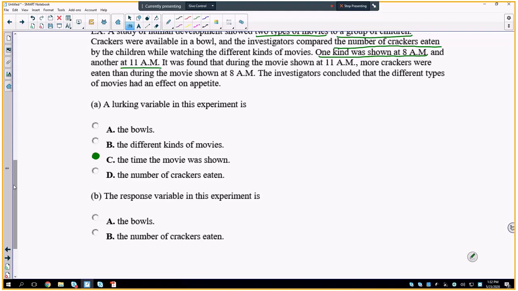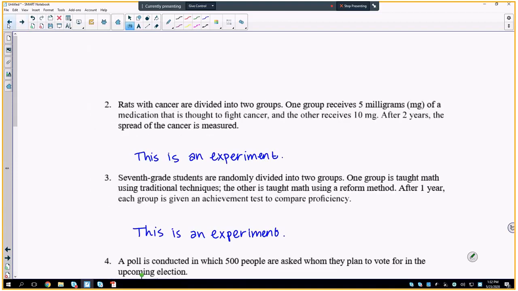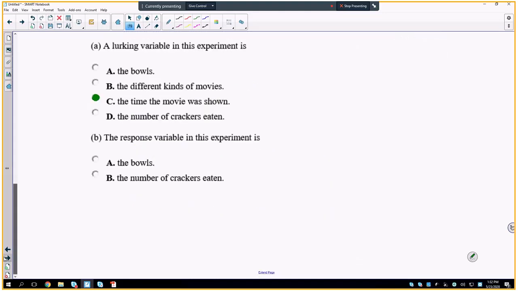The response variable in the experiment is what? So the response variable is the outcome they're trying to measure. Is it the bowls, the number of crackers, the different kinds of movies, or the time that the movie is shown? And I think it should be the number of crackers. So they're trying to measure if the different type of movies have an effect on the number of crackers. So the response variable is the number of crackers.